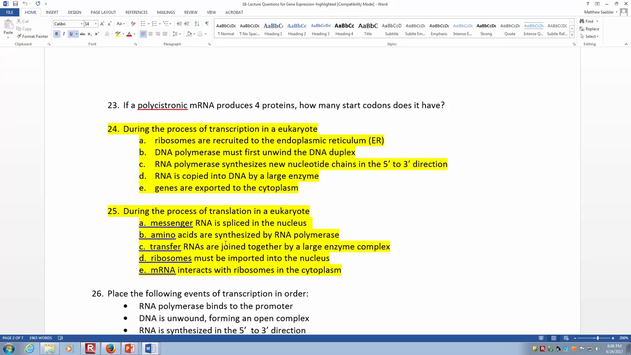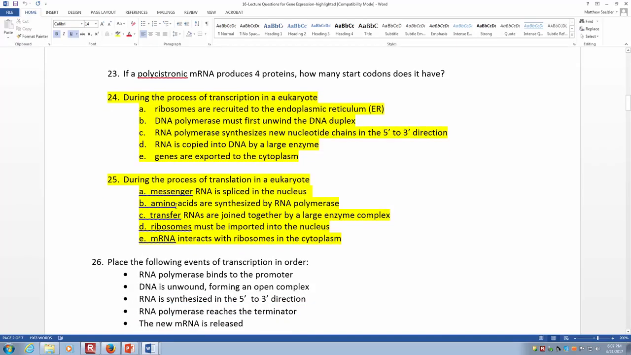And then D is incorrect because during transcription you're not copying RNA into DNA. And then E, the genes are always going to stay in the nucleus in terms of a eukaryote. You don't ever export the genes out. What gets exported out is the mRNA molecules that you make during transcription. Those will be exported out of the nucleus and into the cytoplasm.